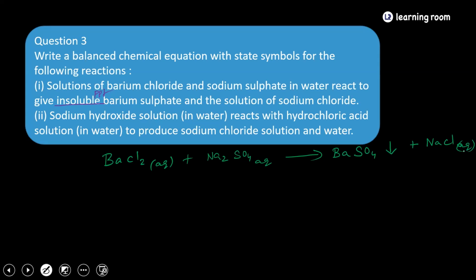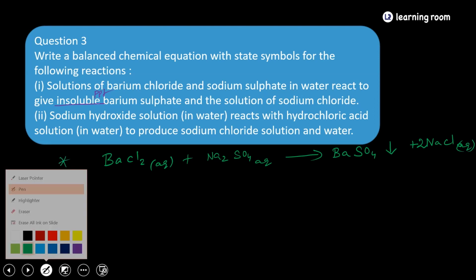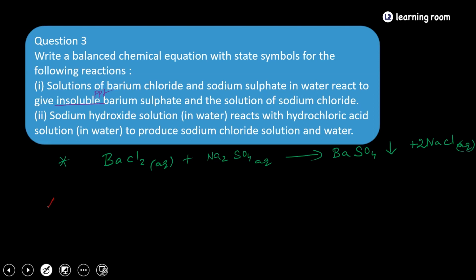So 2NaCl, then the reaction is balanced, right? So you have 1 barium, 2 chlorine atoms, 2 sodium. So 2 sodium, 2 chlorine, it will give 2 NaCl. Okay? And then the second one, what is the second one? Sodium hydroxide solution in water.